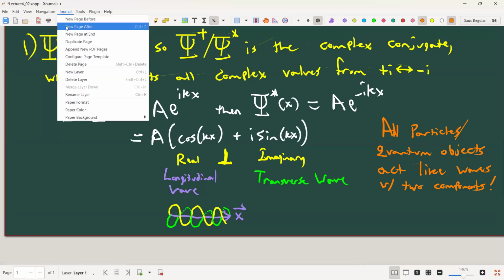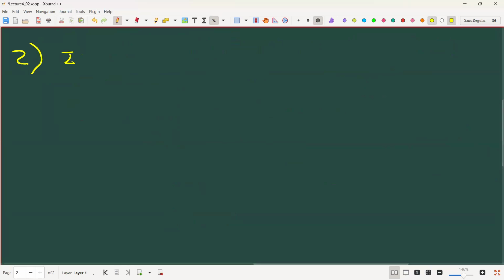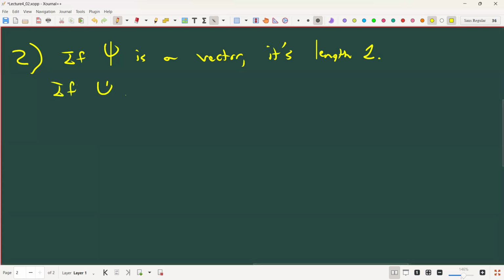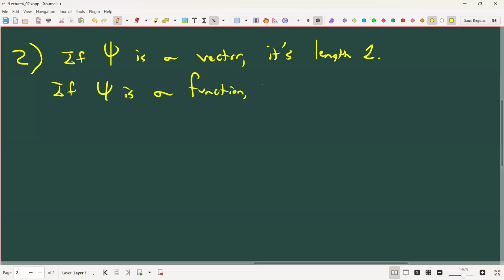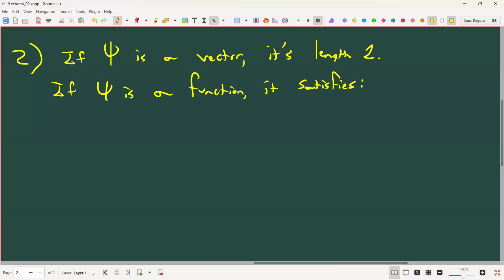All right, and they had one more property that we need to remember. So remember, if psi is a vector, its length is 1. And for a function, it satisfies a specific property, which is the equivalent of length 1, but just in function form.